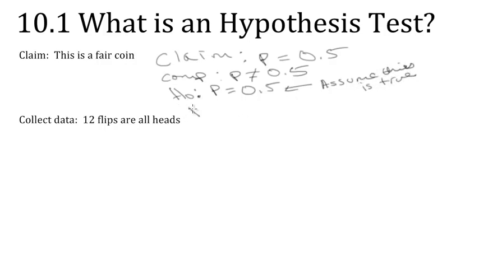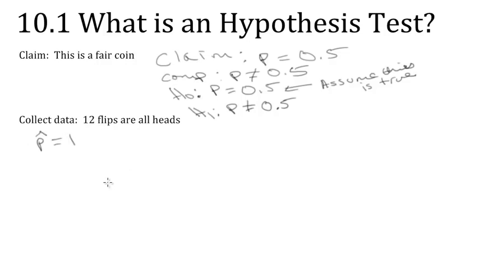Now, if it's not true, then we're going to claim the alternative hypothesis, and that is going to be either the claim or the complement. In this case, it's the complement. It's going to be whichever one does not contain equality. Now, here's our data. We ended up with a p-hat of 100%.